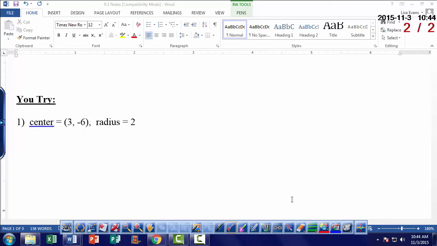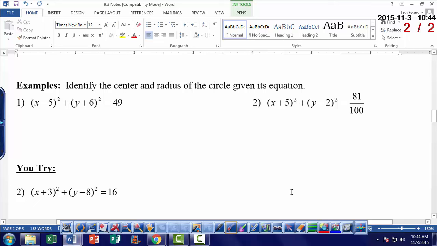All right, moving on to the next set of examples. This one says identify the center and the radius. So this is just the opposite. We're going to take the center out, and the radius we're going to square root. So all you're going to do is take the opposite of what you see inside the parentheses. So my center here is going to be (5, -6), and then you're going to square root because this equals r squared. So how do you get just r? You square root both sides. So the radius is 7.